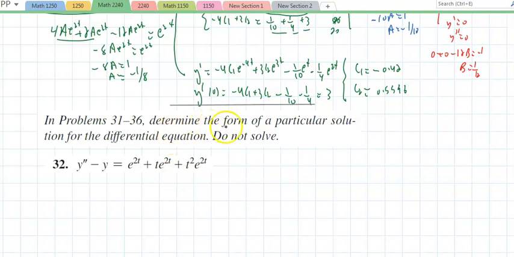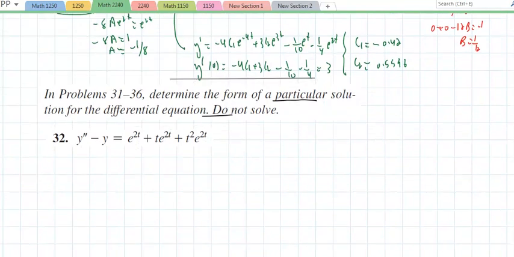Here they say, determine the form of the particular solution. Do not evaluate. Just the form of the particular. Again, particular is a lot of work. So, same deal. y is going to equal the particular plus the complementary. Okay, I can put them in that order. Let me find the complementary first. The complementary, you set that equal to 0.